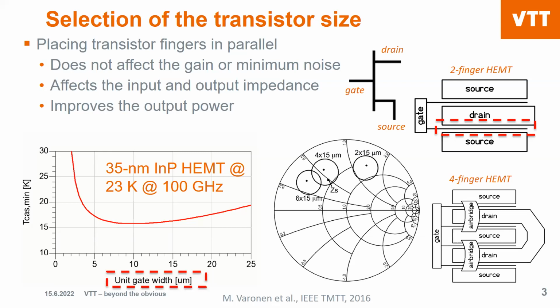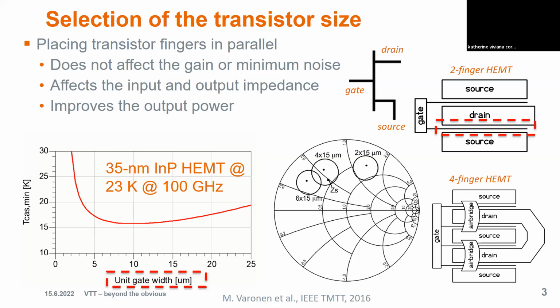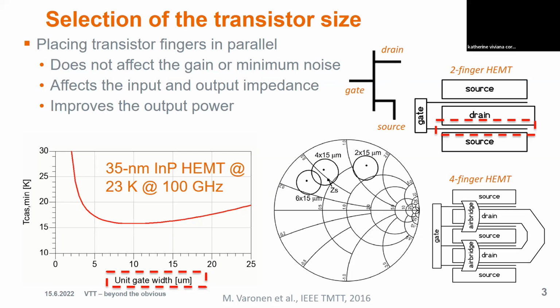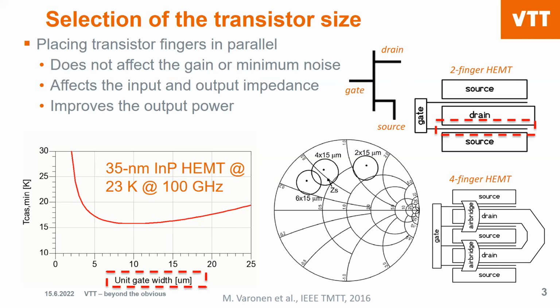Of course, another thing is that you need to first play with the biasing. If you have too low current for the transistor, the noise and gain are poor. So you want to have a certain bias. You can play with that also with the sophisticated transistor models, but that's a fairly easy game. But the finger, this kind of unit gate width thinking is, in my opinion, the best way to start the LNA design.